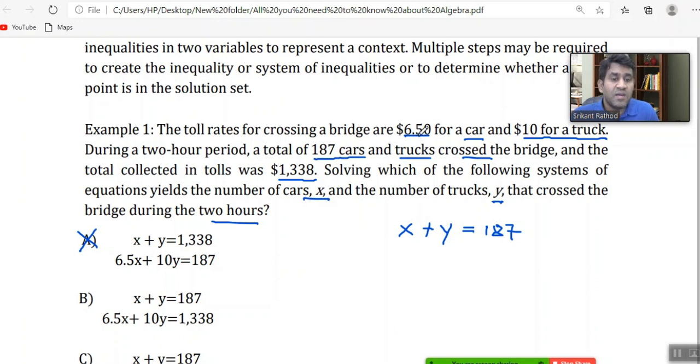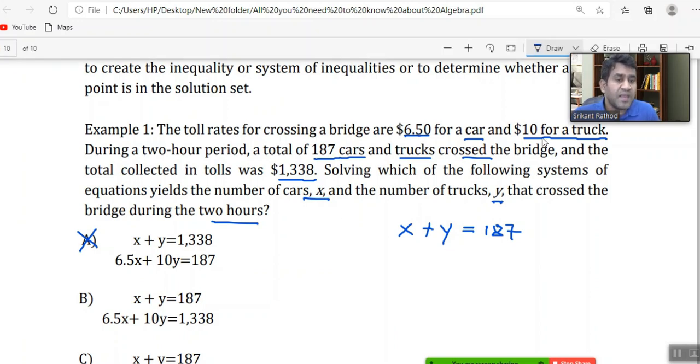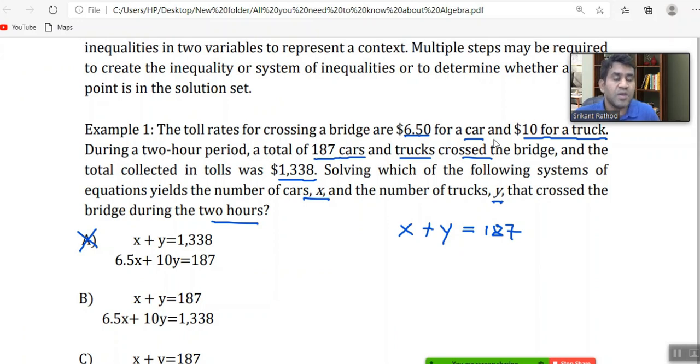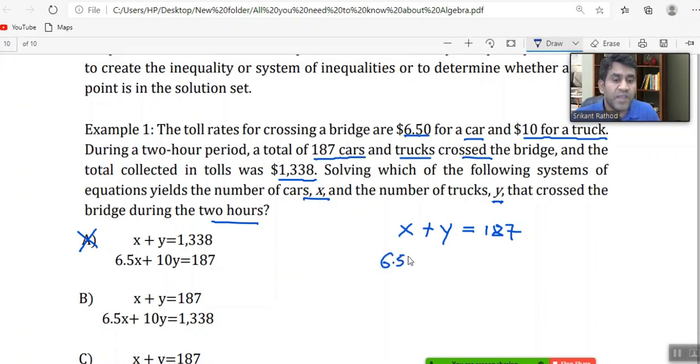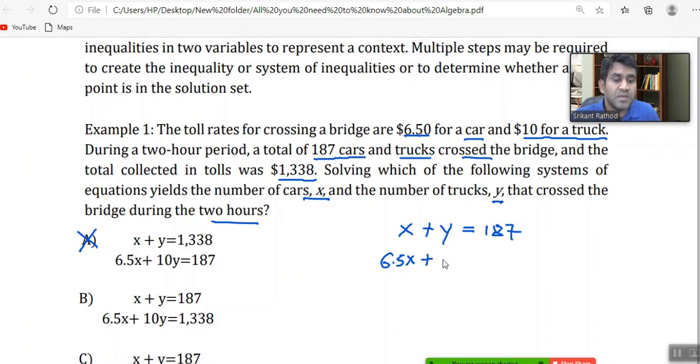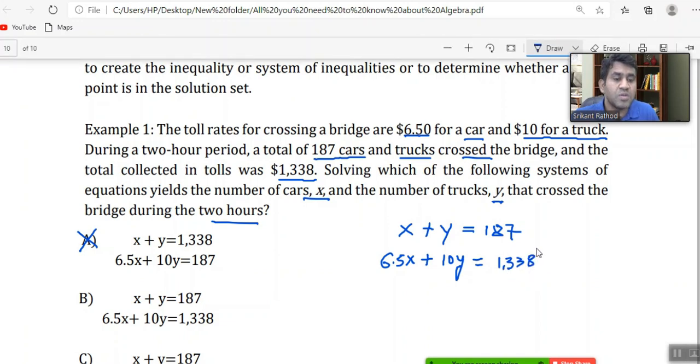Same way, the number of trucks multiplied by 10 gives you the total amount you earned from the trucks. So the amount earned from the cars plus the amount earned from the trucks equals 1338. I can write it as 6.5x plus 10y should be equal to 1338. So this is the system of equations we get.